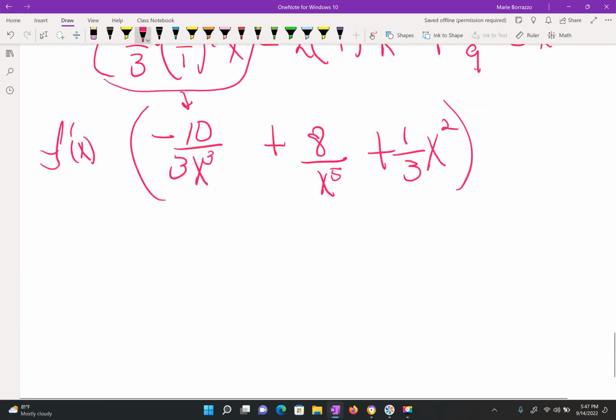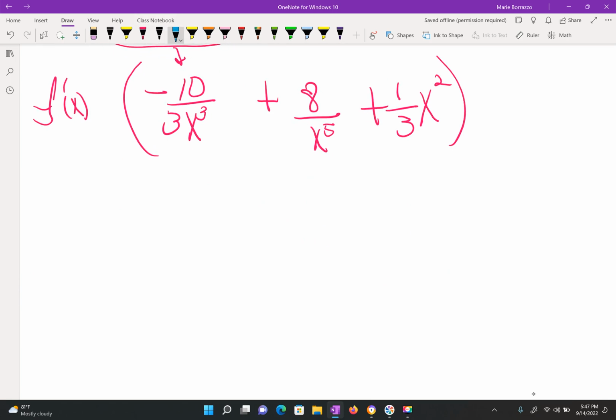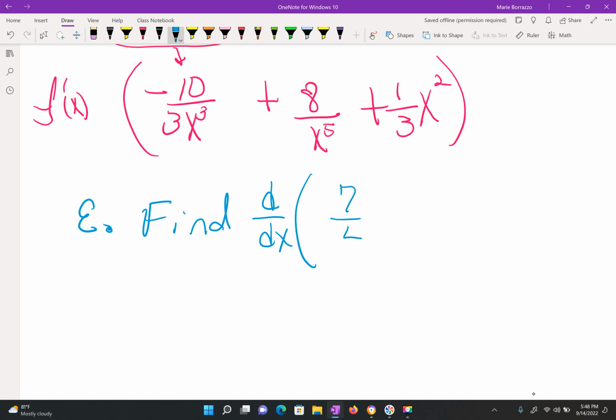So I'll do this in teal. Let's call it practice E. So we're going to find d over dx of seven over 4x squared, let's go with plus 3 over x to the 5th, minus, let's do x squared over, I don't want to do 9 again, let's do another number, let's do 5. All right, try that one, see how you fare.